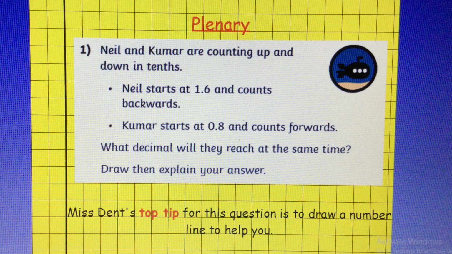So my top tip for this is for you to draw a number line, very similar to the ones you've seen earlier. Draw your number line, start at one end with 0.8 and the other end at 1.6. Label your tenths in between 0.8 and 1.6 and find your answer.